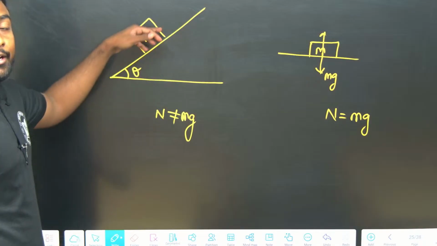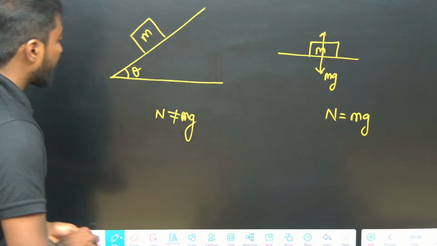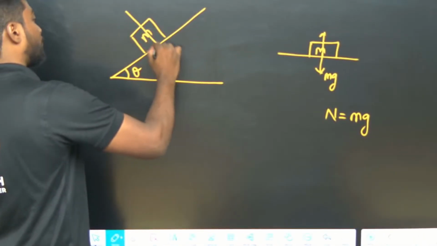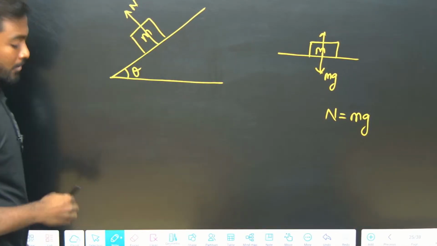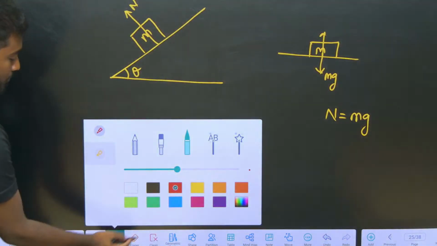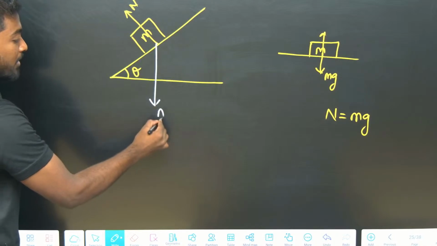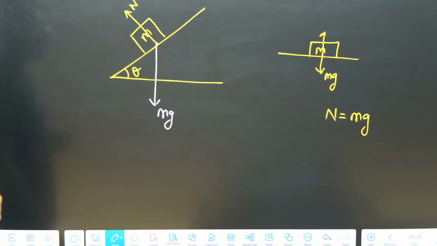So here I need to resolve it into components, right. First thing, this is my normal force N. I will change the color here. This is my weight, right. This is my weight mg. Okay, this is my weight mg.